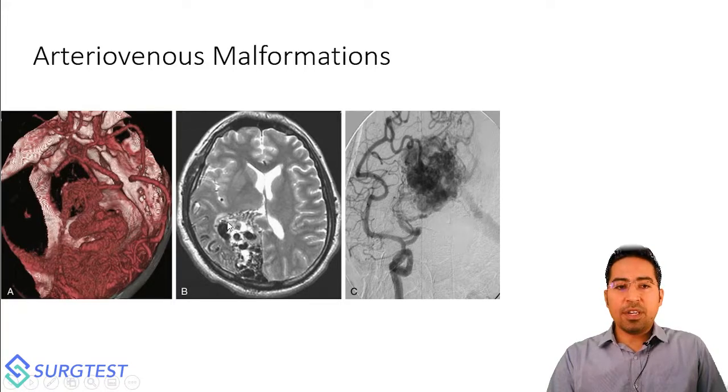This flow void keyword is used to describe any blood vessel on an MRI. So blood vessels appear as flow voids. You can see multiple abnormal flow voids in the occipital region of the brain in the T2 MRI. Similarly, you can see a tuft of abnormal blood vessels on the cerebral DSA in this picture. And in figure A, you can see a CT angiogram 3D reconstruction showing an abnormal tuft of blood vessels.